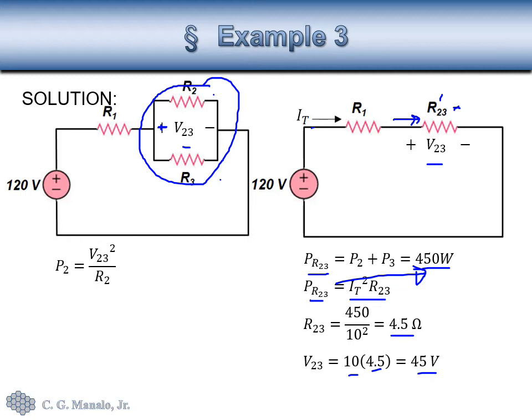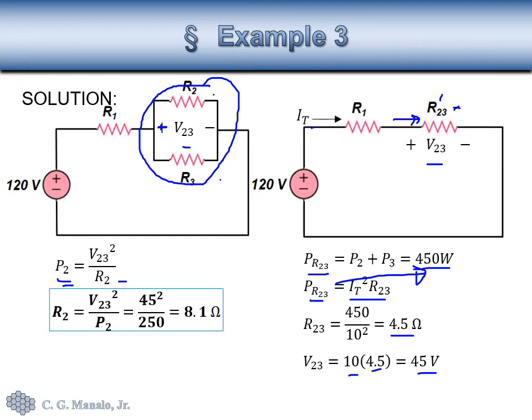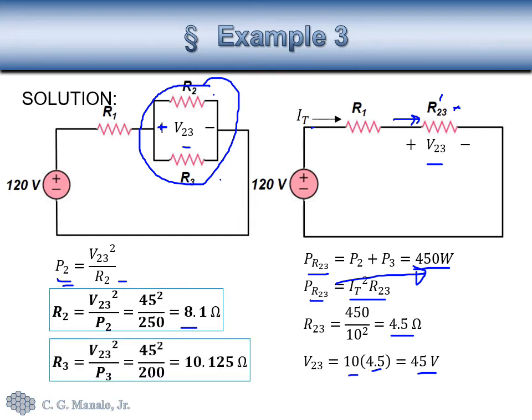So for R sub 2, we know that the power in terms of the voltage is given by this one. And since we already have the power, we can compute for R sub 2, and that will give us 8.1. Applying the same principle to R3, we can also determine that resistance. So that will give us this value.